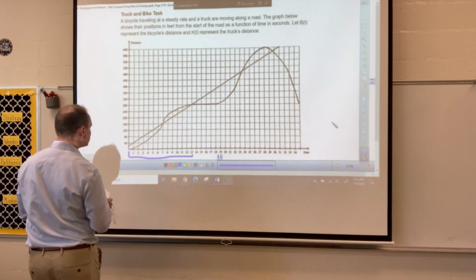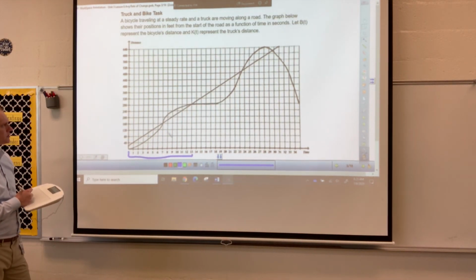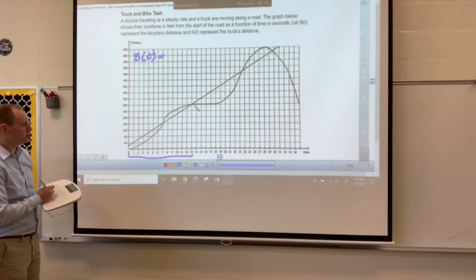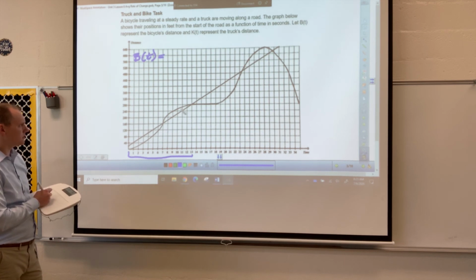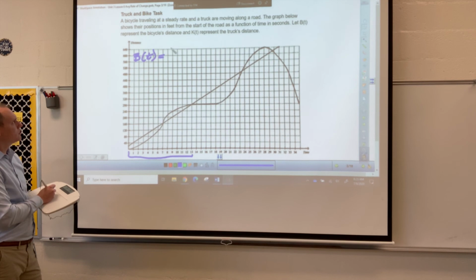All right, so let's actually mathematize this for just a moment here. So let's do the bike. So the average rate of change for B of t, the bike in this case, change in distance here would be, let's see, 280 is where they finished. So 280 minus, where did he start? About 20 feet?